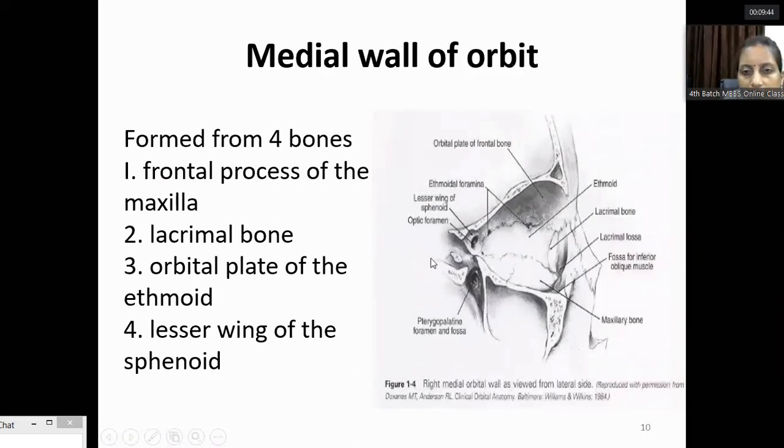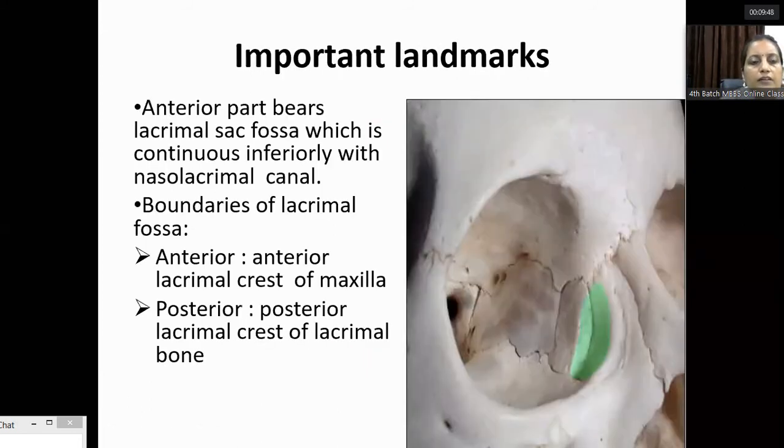So we have different clinical applications over here. The anterior part bears a lacrimal sac fossa, which is continuous inferiorly with the nasolacrimal canal. The boundaries of the lacrimal fossa are the anterior lacrimal crest of maxilla and the posterior lacrimal crest of lacrimal bone.